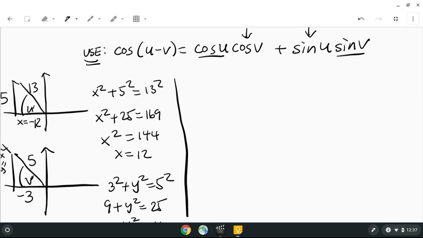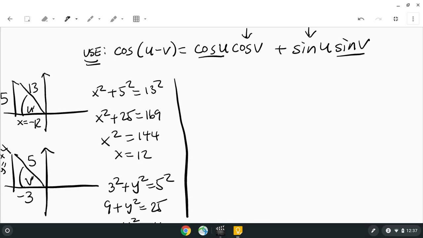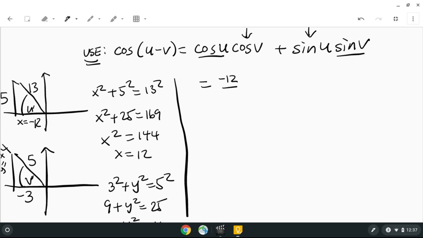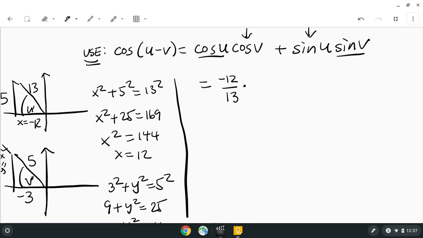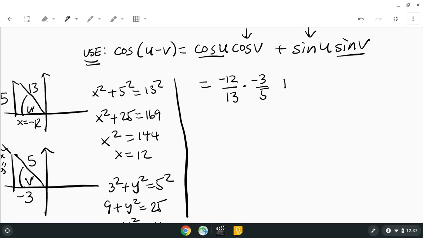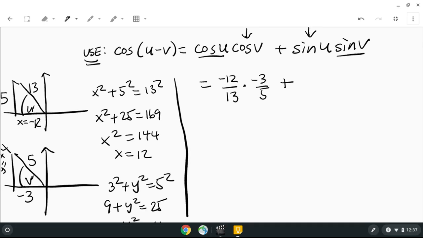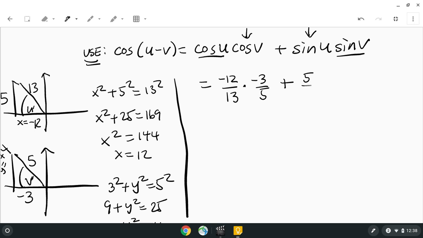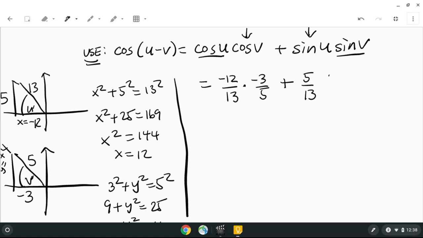So let's continue with this. Cosine of u is going to be adjacent over hypotenuse, so that's negative 12 over 13. Cosine v is going to be negative 3 over 5. That was also given. Sine u is opposite over hypotenuse, so 5 over 13. And sine v is also opposite over hypotenuse, so that's 4 over 5.